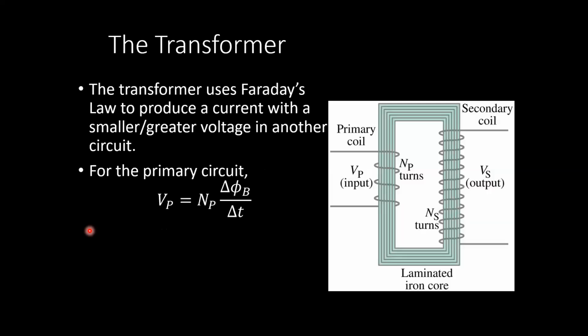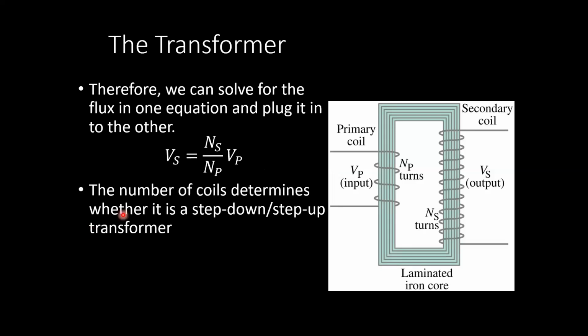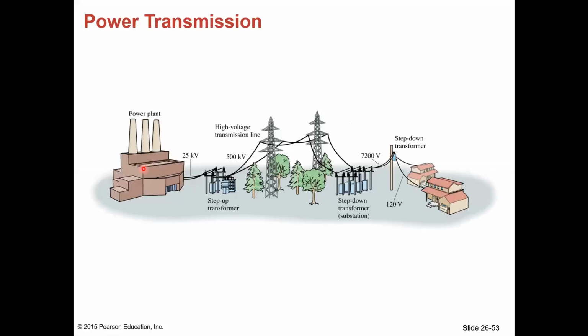So we already talked about this, so I'm going to speed through this. You can see NS over NP. If NP is greater than NS, we get a step down. If NS is greater than NP, we get a step up. That's what we discussed on the whiteboard here. But what I want to show you is this picture. I think it's next. There you go.